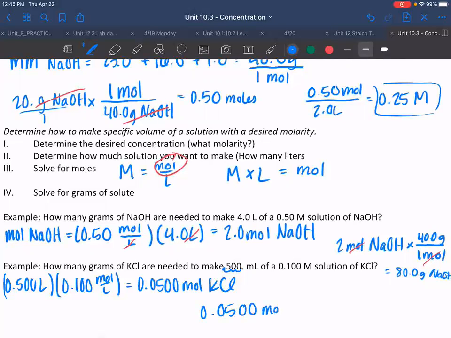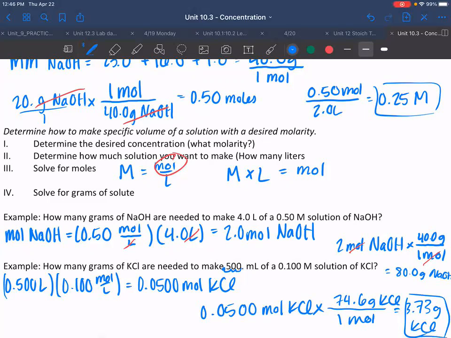We then can take our 0.0500 moles of KCl. We're going to get ready to multiply it by its molar mass. If you use the periodic table, potassium plus chlorine equals 74.6 grams of KCl for every 1 mole. That means it would take 3.73 grams of potassium chloride.